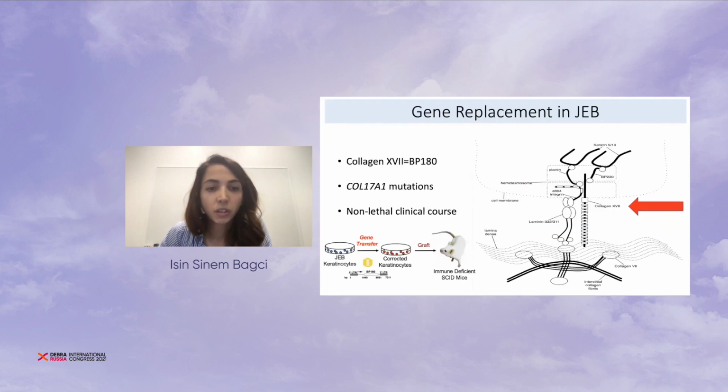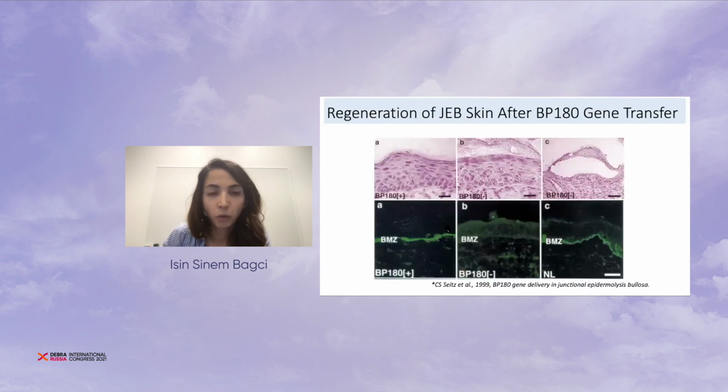This model was initially used for junctional EB. Collagen 17 or BP180 was selected as a target protein that is encoded by the COL17A1 gene. Keratinocytes were collected from junctional EB patients carrying COL17A1 mutations, and they were corrected with a retroviral vector carrying the healthy COL17A1 gene. The corrected keratinocytes were grafted on immune-deficient mice, and the biopsies were performed.